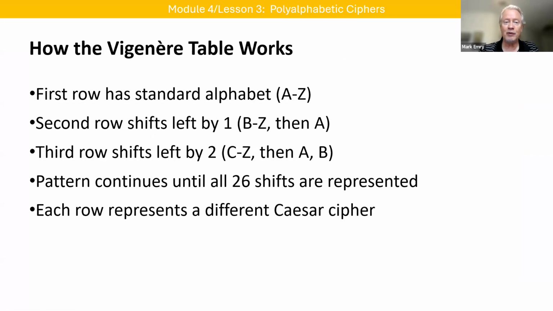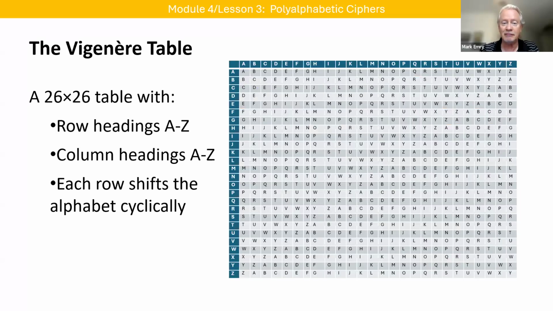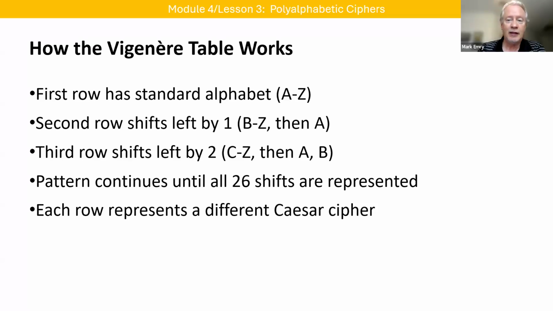For example, when B is shifted to the first position on the second row, the letter A moves to the end. Go back, you can see that. The second row shifts by 1, so it starts with B and goes to C. The third row shifts left by 2: C to Z, and then AB. The pattern continues until all 26 shifts are represented. So each row represents a different Caesar cipher.